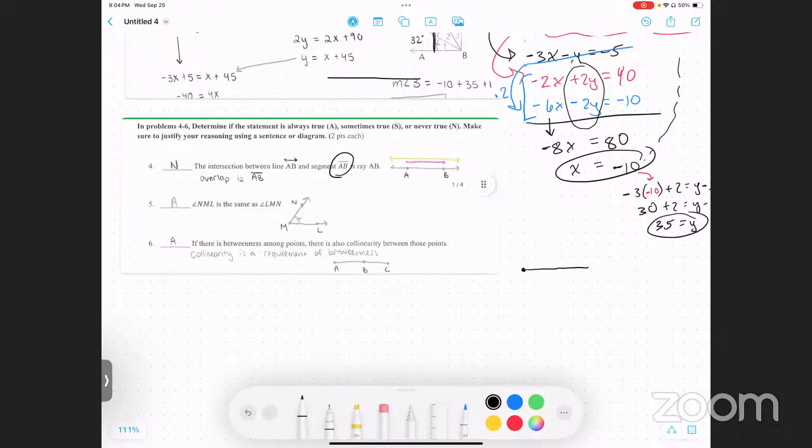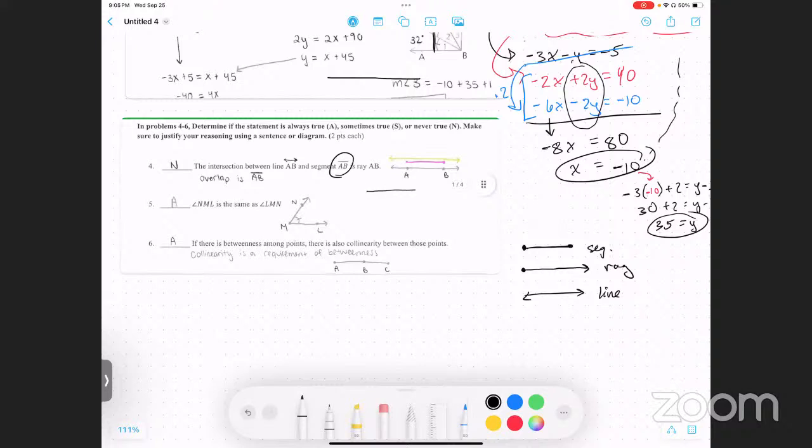A ray has a point at one end and an arrow at the other. A segment has a point on both ends. It ends at both ends. And a line has arrows on both ends.